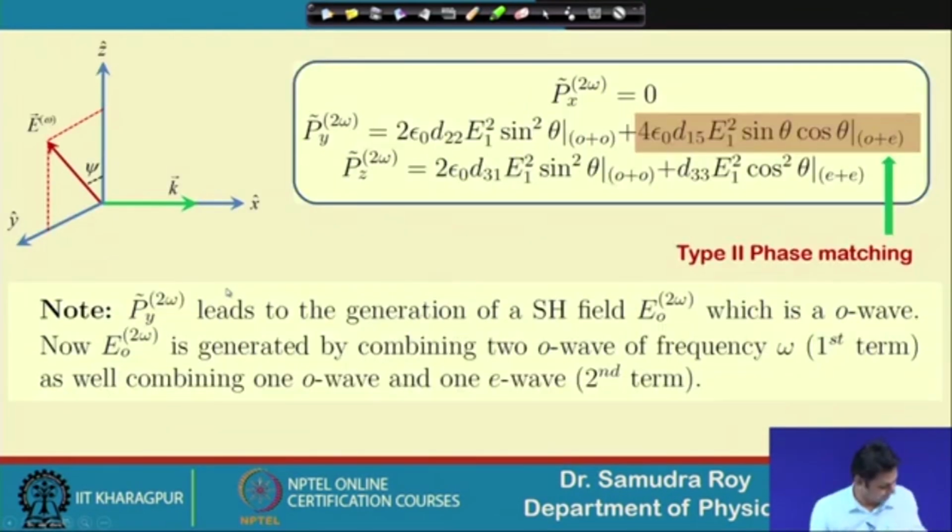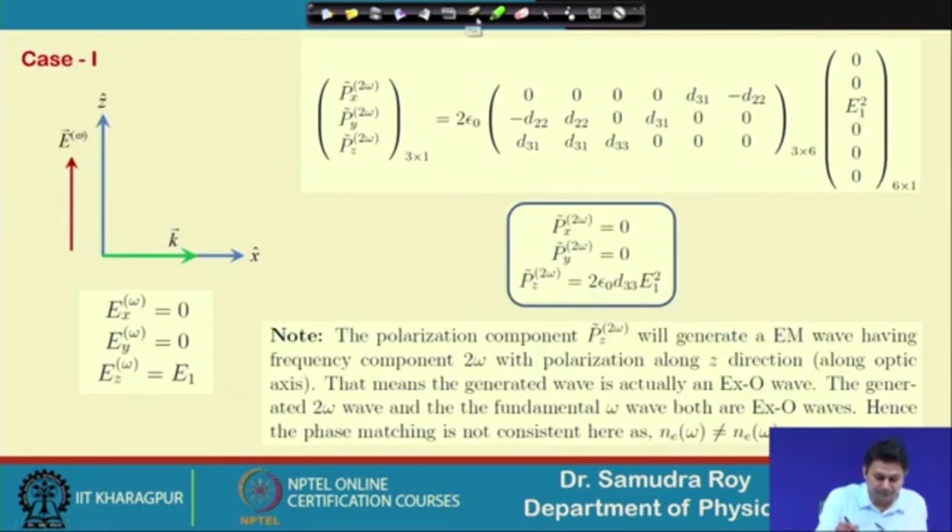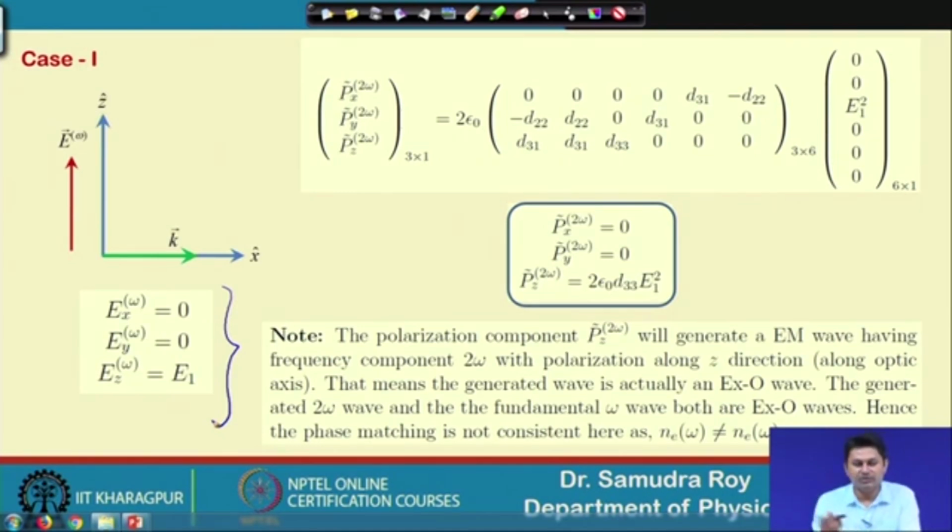These are the x, y, z components of the electric field. Now, with these electric field components and the D matrix, which is already given on the previous slide, we can write Px, Py, Pz for the second harmonic in matrix form. If I write this in matrix form, only the z component will survive, and the other two will vanish.